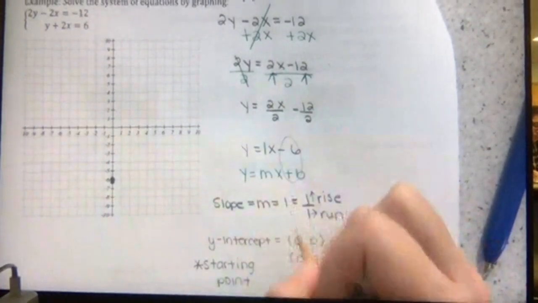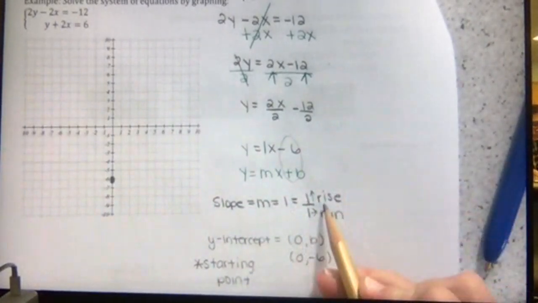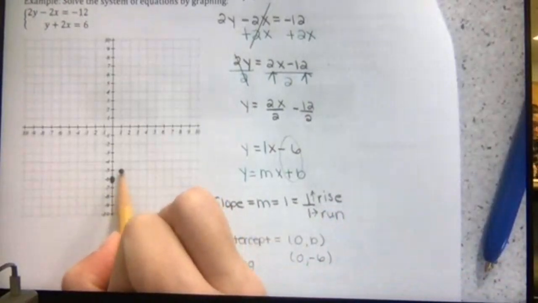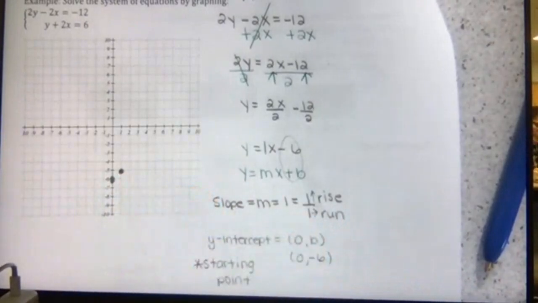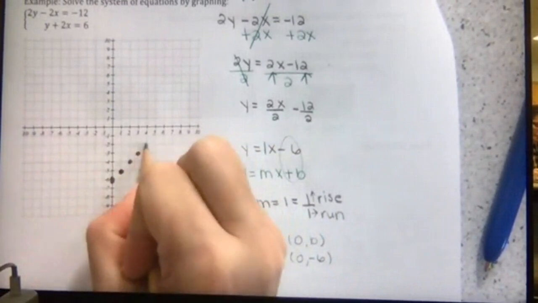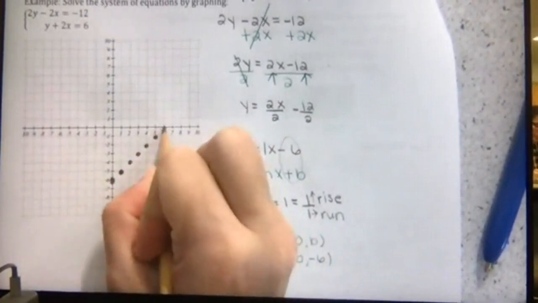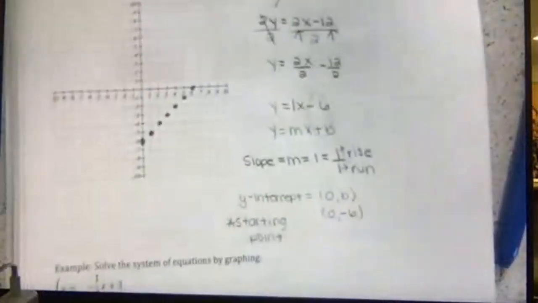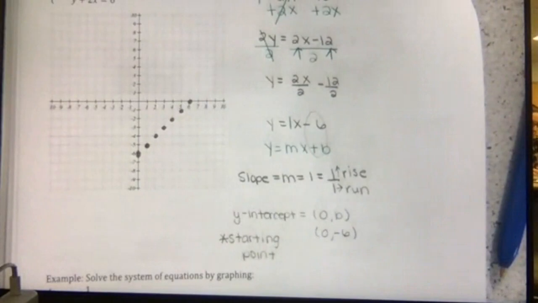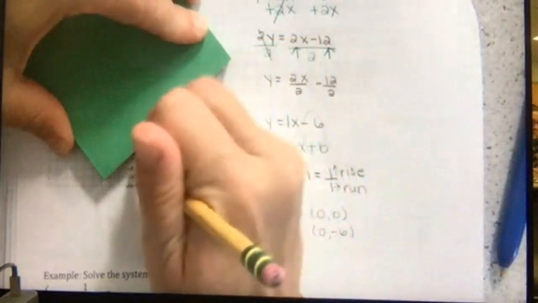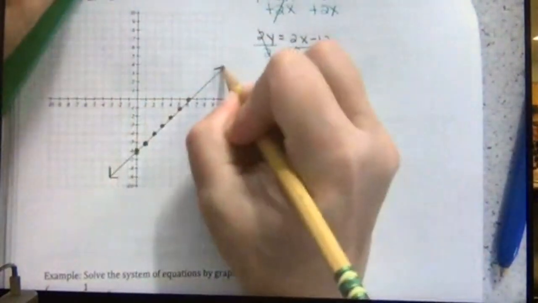And from that 0, negative 6 starting point, I can use my slope to find another point. My slope says from this point, go up 1, right 1. I can keep going because I'm not very good at drawing lines, so I'm going to keep going to give us some more points. Up 1 over 1, up 1 over 1, and so on. So that's enough. Sorry, I got a little carried away. Now connecting my dots, it should be easy to draw a line because I went crazy. There's my line.